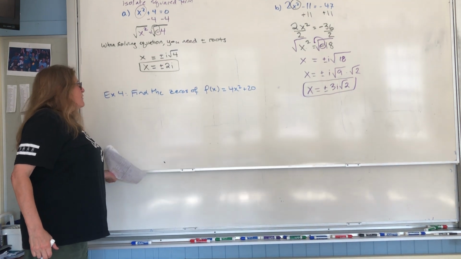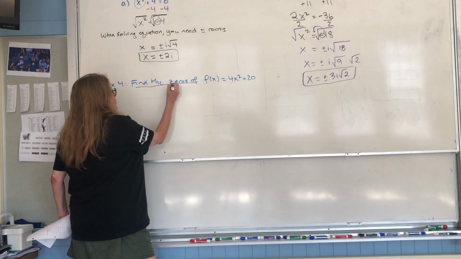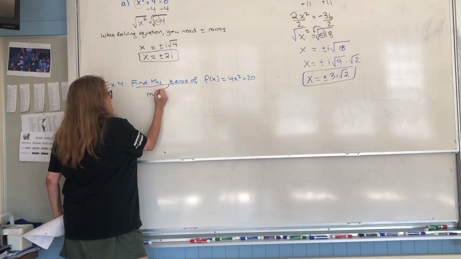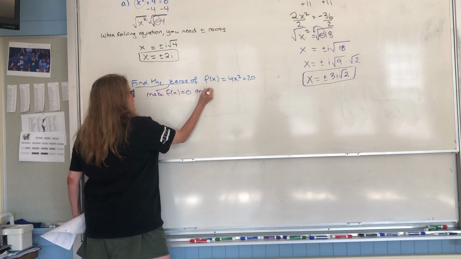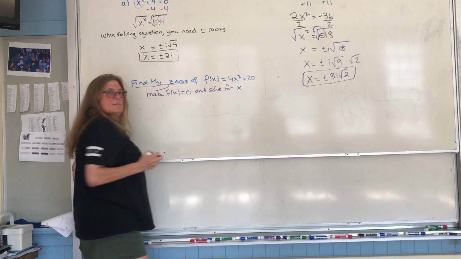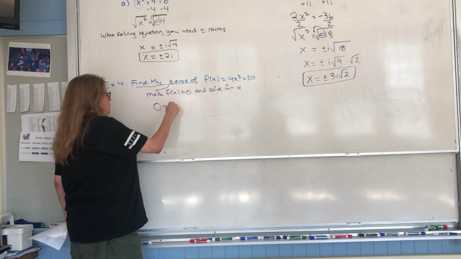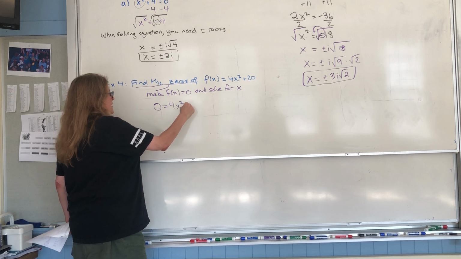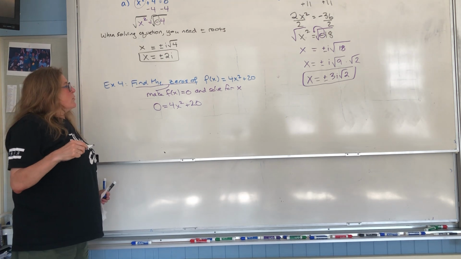Okay guys, this parallels the last unit's last problem. Remember, when they ask you to find the zeros of a function, you are going to make f of x equal to 0 and solve for x. Okay, so let's make f of x equal to 0. 0 equals 4x squared plus 20. And now let's solve this equation.